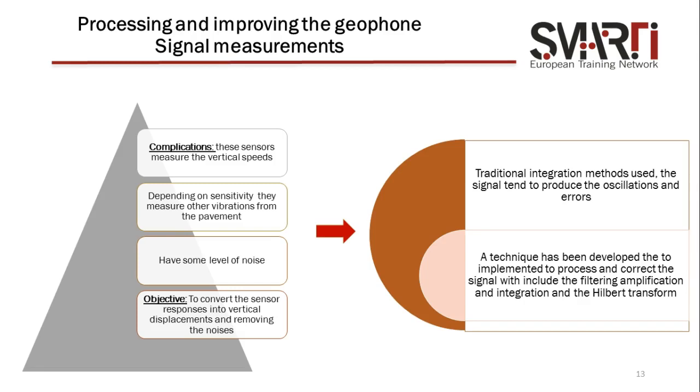The measurements that we got had a lot of complications. First, these sensors were giving us vertical velocity, but we wanted vertical displacements, so we had to convert these values. They also had some level of noise which was not easily removed by just converting these values. So we used different kinds of signal processing techniques in order to improve these signals and make them more accurate to the reference signal.